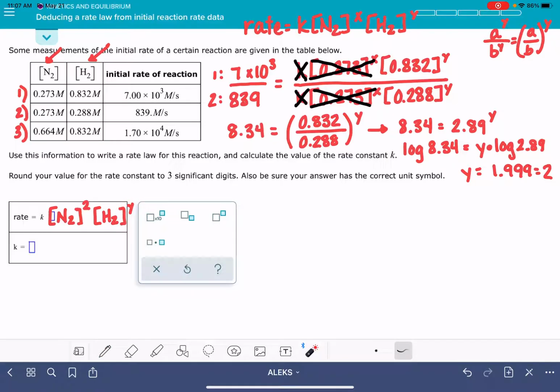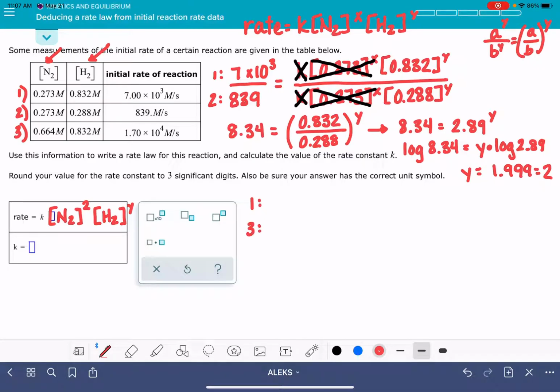This time, since we've already finished working with the N2 data, we want to look for two sets of data where H2 is exactly the same. And that looks like we want to use data set number 1 and data set number 3. These data sets have the concentration of H2 exactly the same. So I'm going to use data set number 1 and data set number 3.